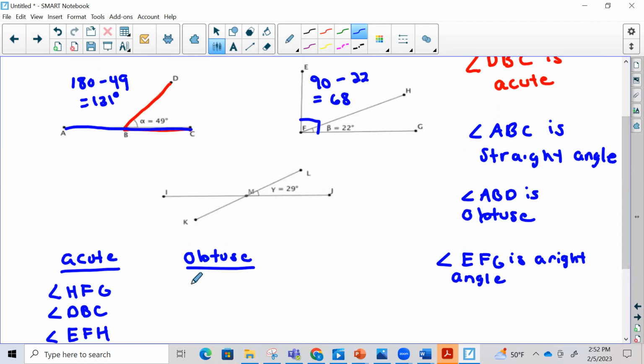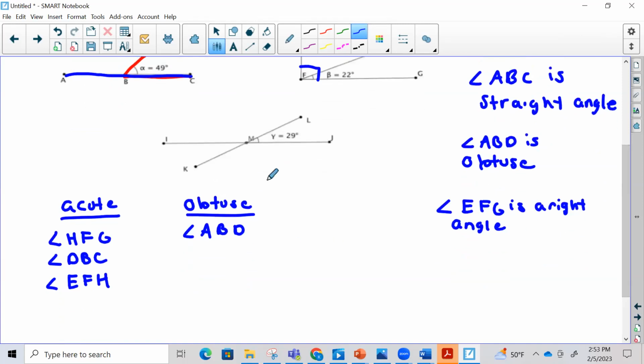So for obtuse, again, we have angle ABD. Now, if we look at our third diagram, we have this angle, which is 29, LMJ. Because that is less than 90 degrees and greater than 0, it is an acute angle, LMJ, again, using three letters. So then if we think about this next one, let me add straight.